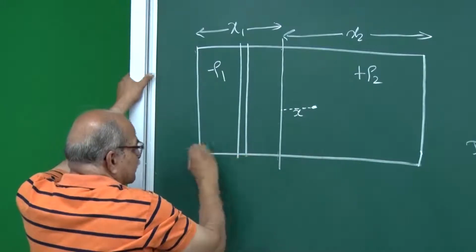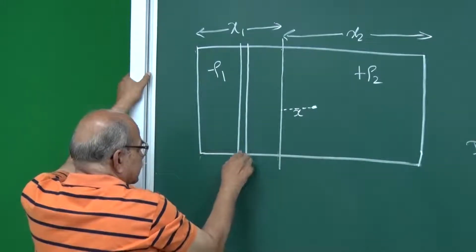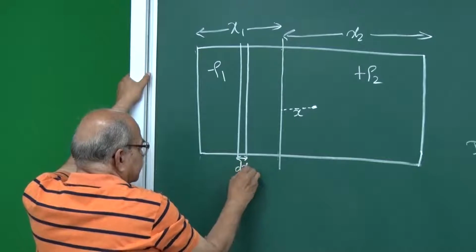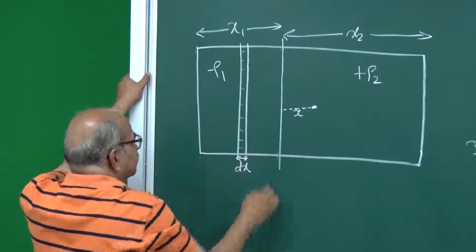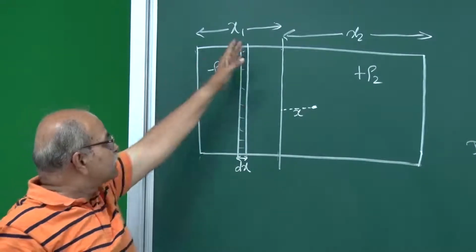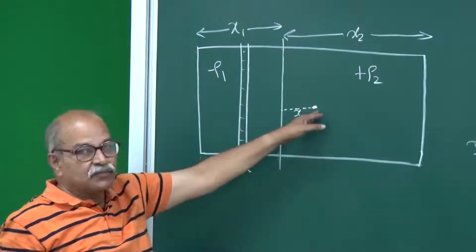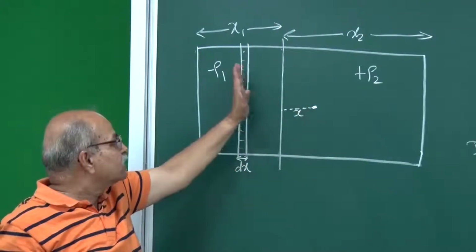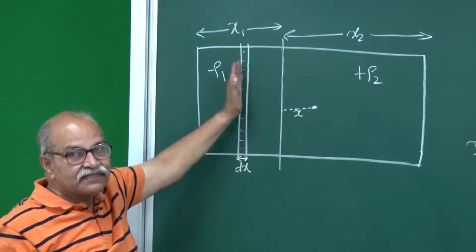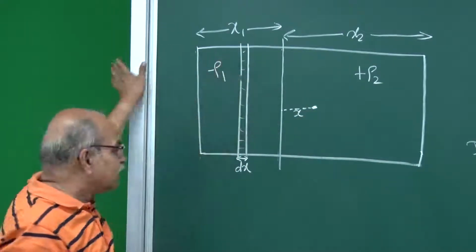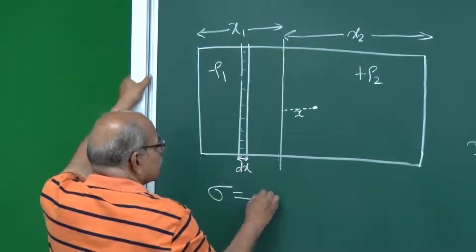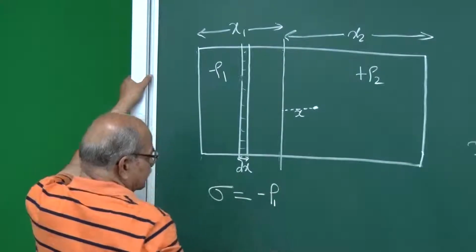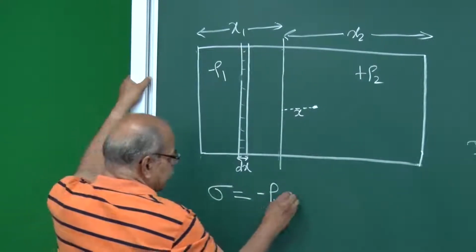This is at some distance x, and this is dx. So that charge which is here, what is the electric field due to this at this particular point? So this you can treat as a surface charge layer, and that surface charge density sigma will be this volume charge density rho 1 times this dx.